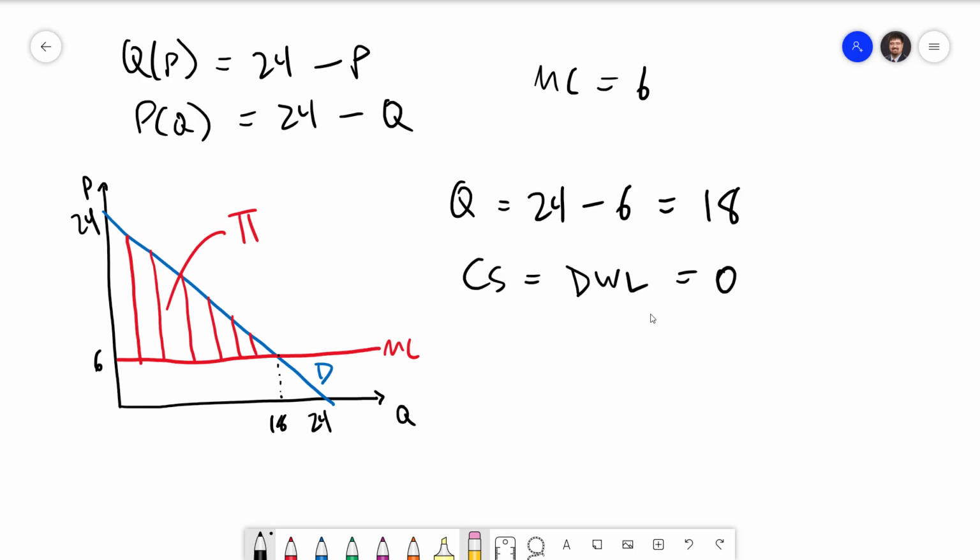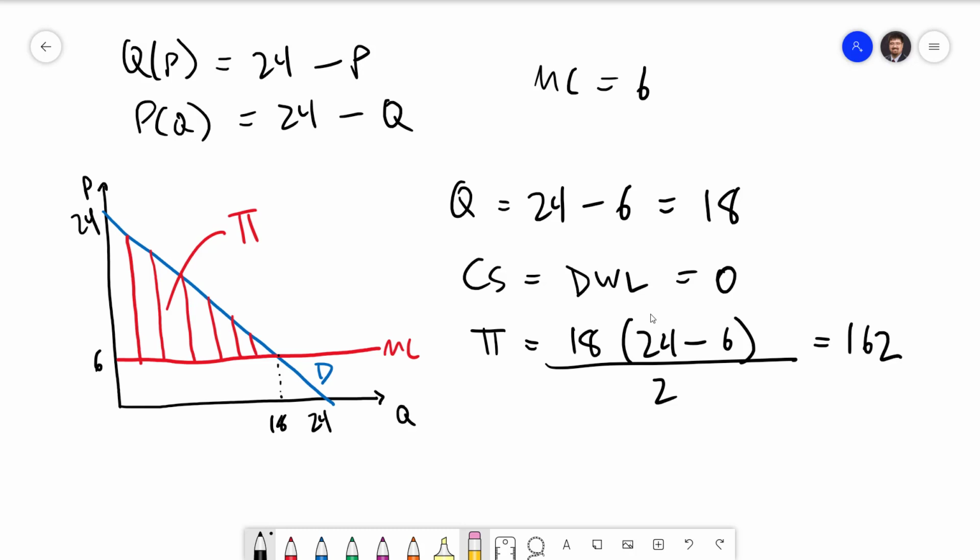Essentially, the monopolist is making the economic pie as big as possible, but then they're eating the entire pie. So our monopoly's profit is going to be the entire triangle of base of 18, height of 24 minus 6, that's also 18, and divided by 2. That comes to a total of 162. Compared back with the original monopoly pricing, the monopolist is doubling their profit here, doing much better.